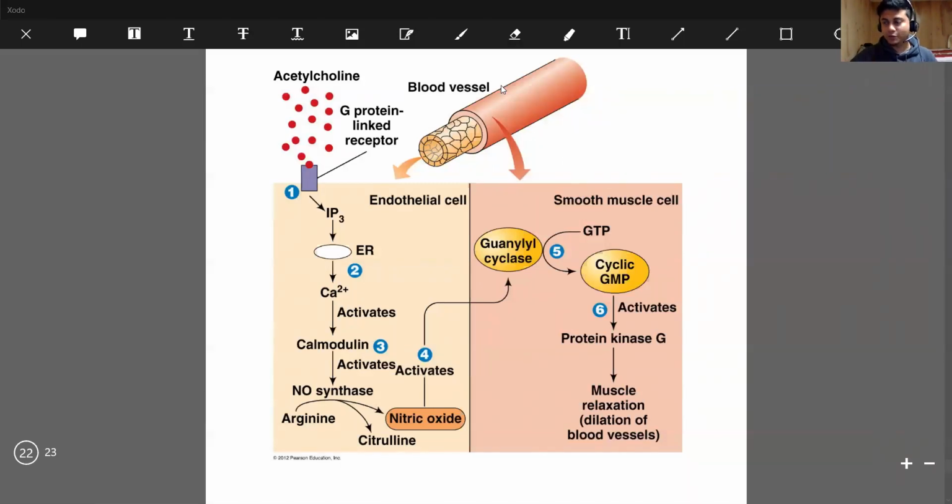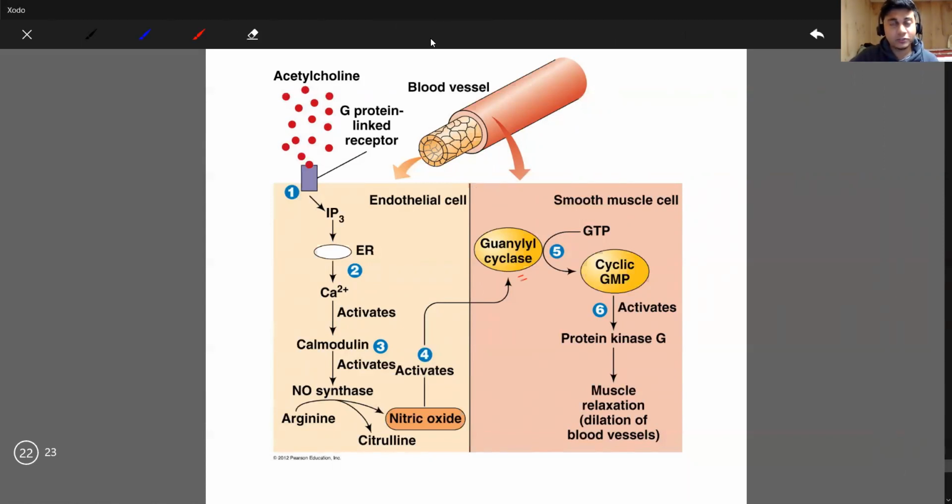Let me finish meanwhile. This guanylyl cyclase converts the GTP into cyclic GMP, and this cyclic GMP activates the protein kinase G, and that leads to muscle relaxation or dilation of the blood vessel. Okay, so that's how the relaxation or vasodilatory action of nitric oxide works.